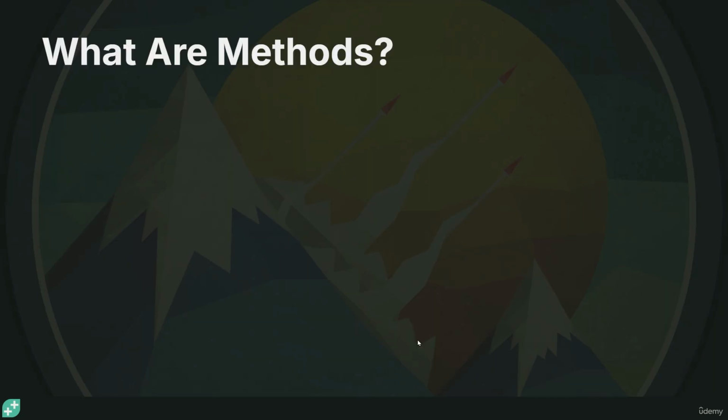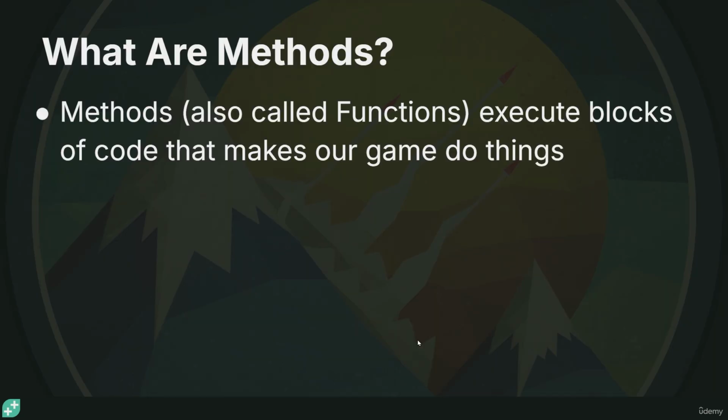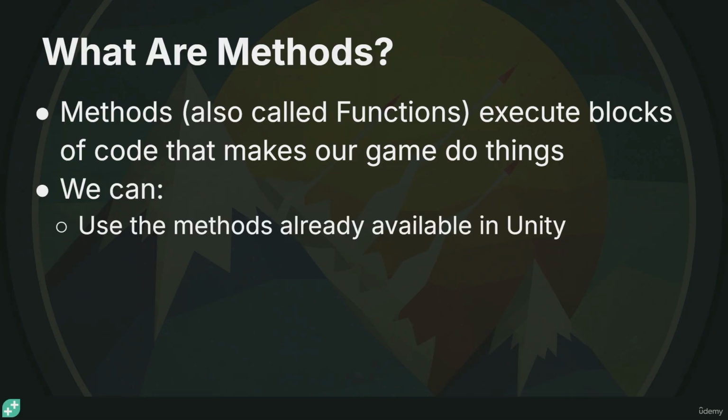Now, let's talk about methods. What are methods? Methods, also called functions. Sometimes they're used interchangeably. They're kind of the same thing, a little bit different, but mostly the same, methods and functions. They execute blocks of code that make our game do things. We can use the methods already available in Unity, and there's a whole bunch of them that do a whole bunch of nifty things, or we can create our own methods if we want specific things for our game to do. And we'll be doing a bunch of both of those throughout this whole process.